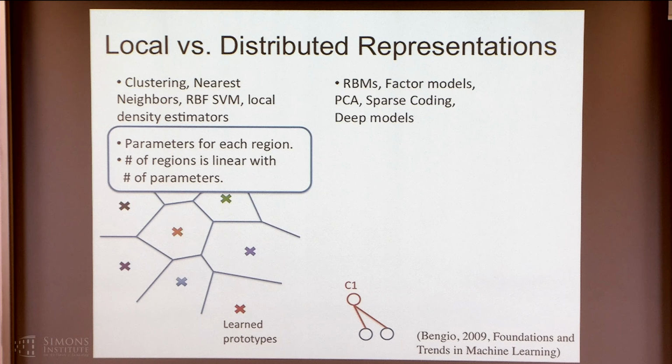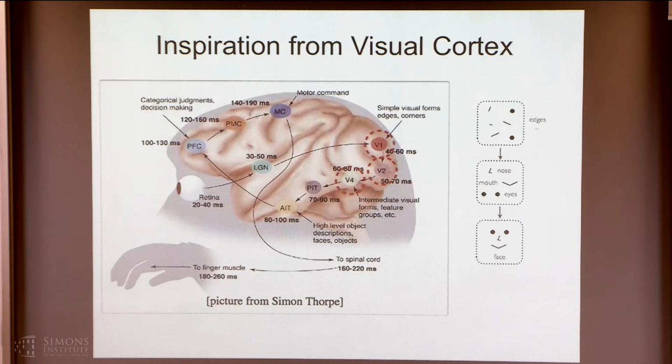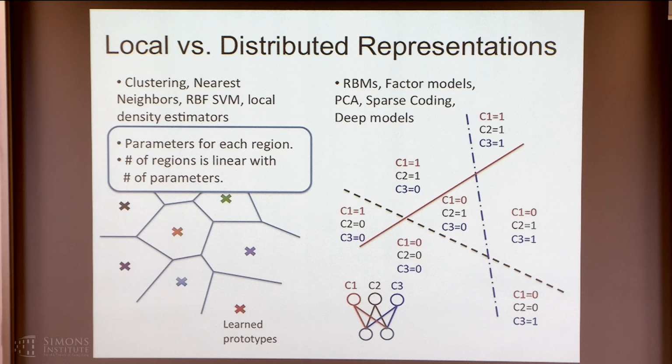Just intuition-wise, you have an input, you're partitioning the space. You have another feature, it partitions the space. If you have another input, you partition the space again. So you can see that every single neuron.